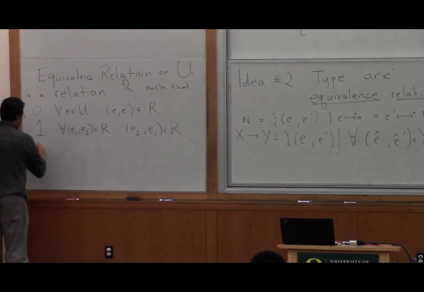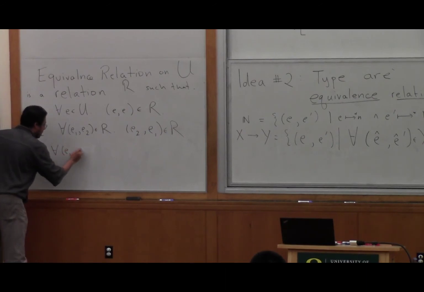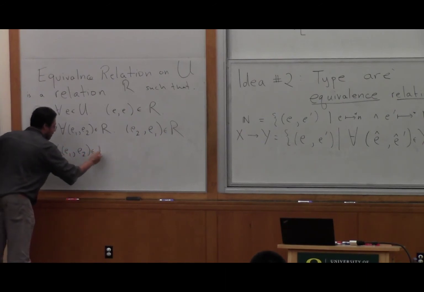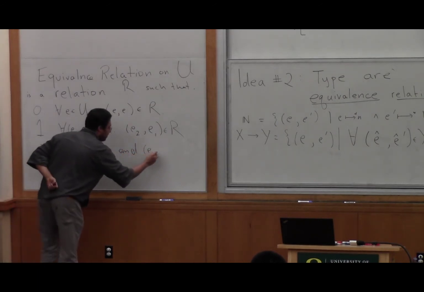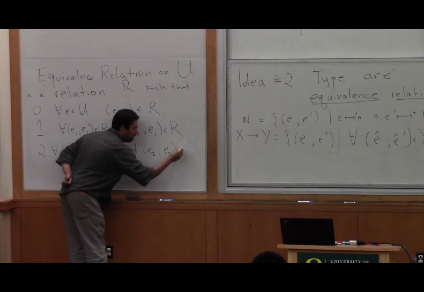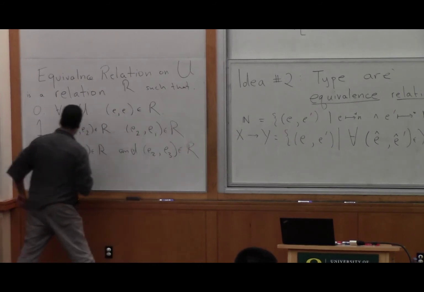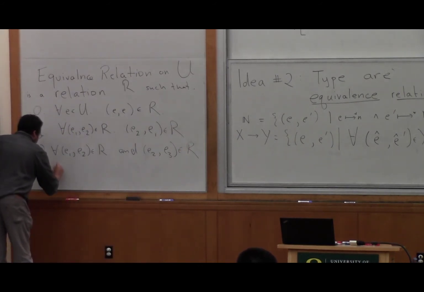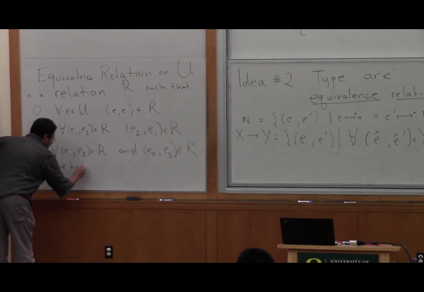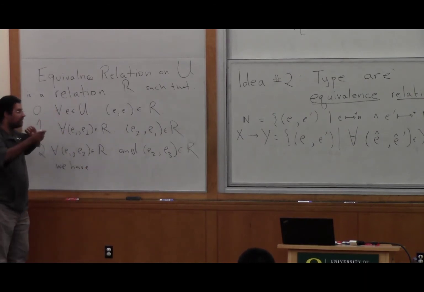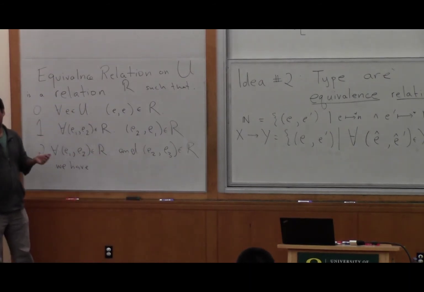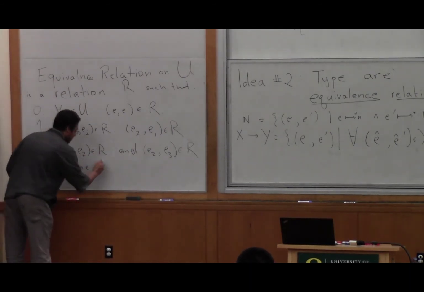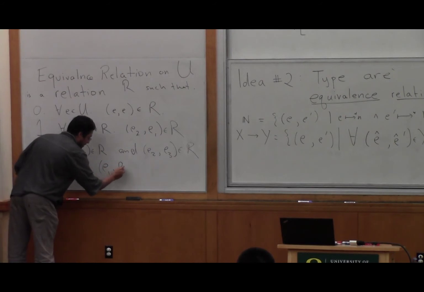And the third property that it satisfies is if you have E1 related to E2 and E2 is related to E3, then E1 is connected to E2 and E2 is connected to E3 means that E1 is related to E3. So this is transitivity.